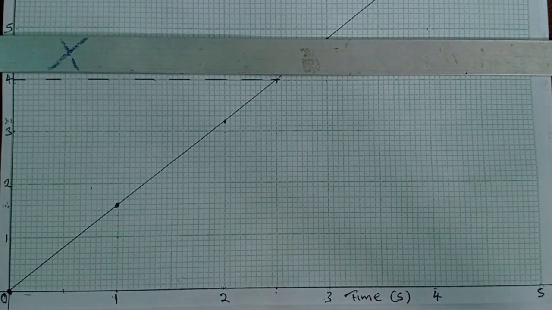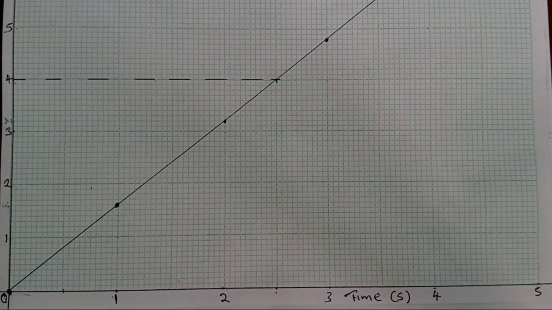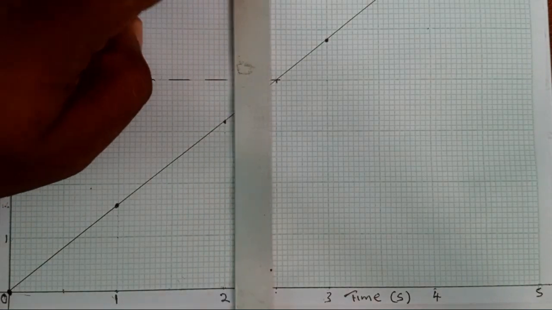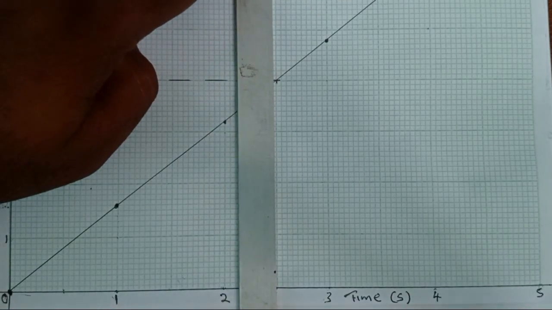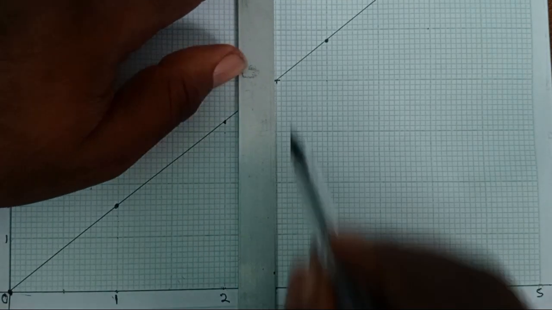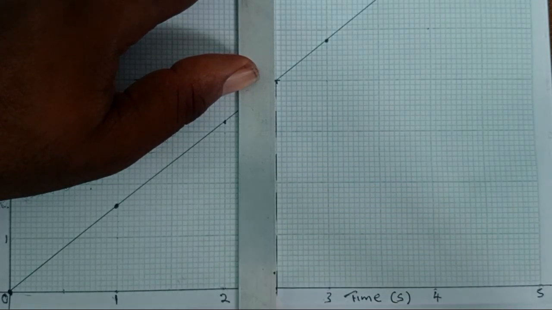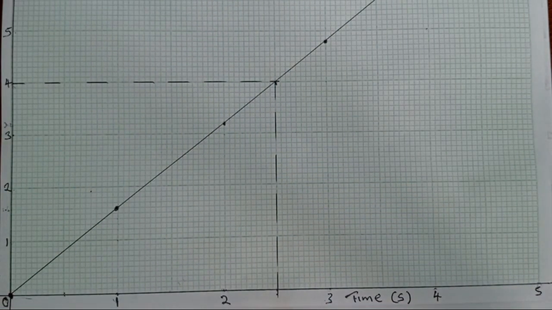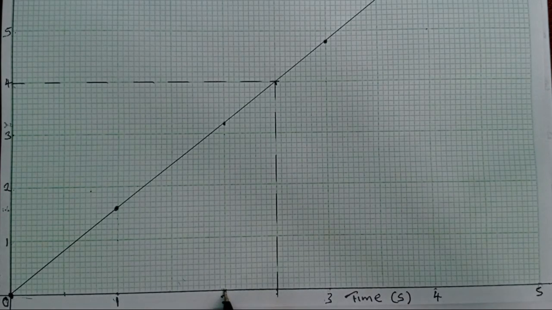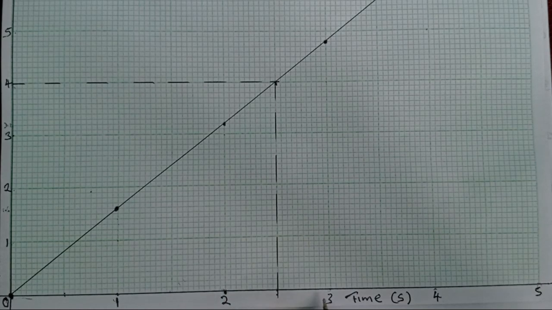Then you come down to the x-axis where time is. You continue with a dotted line. Then what is the time taken? This is 2 and this is 3. So how are we counting?